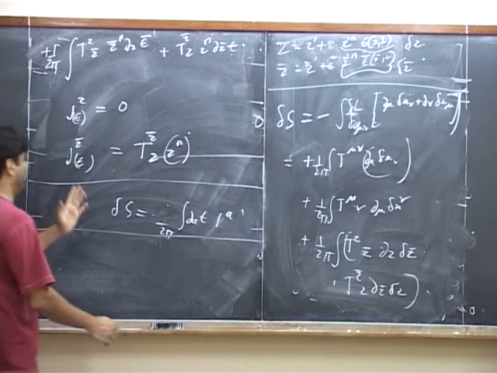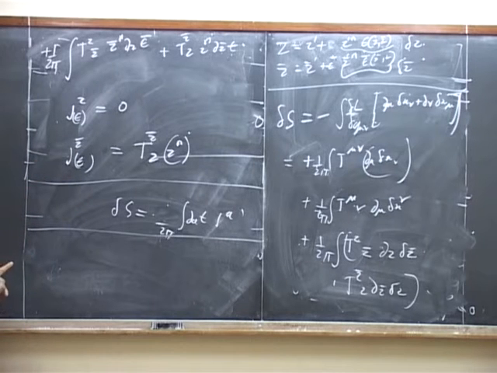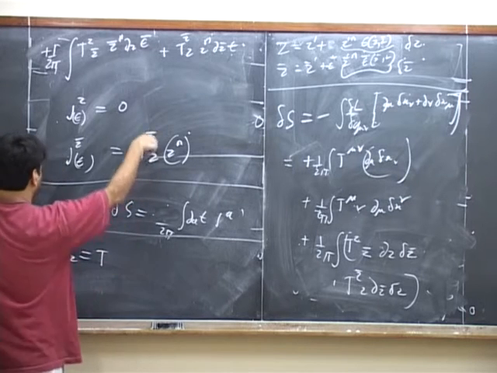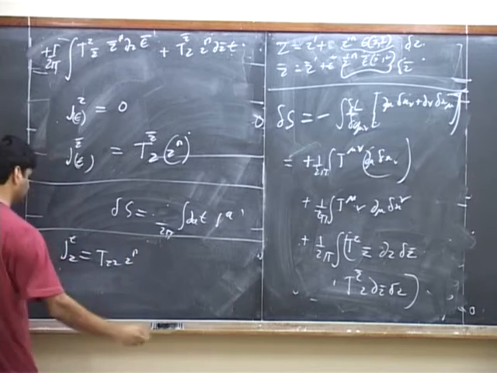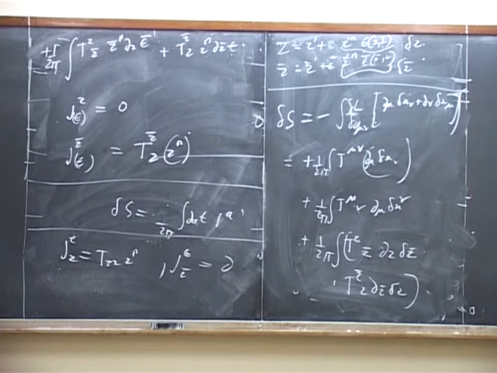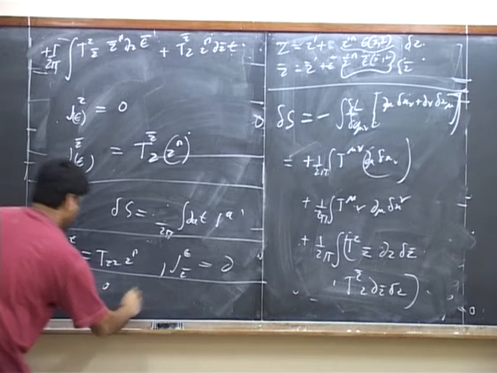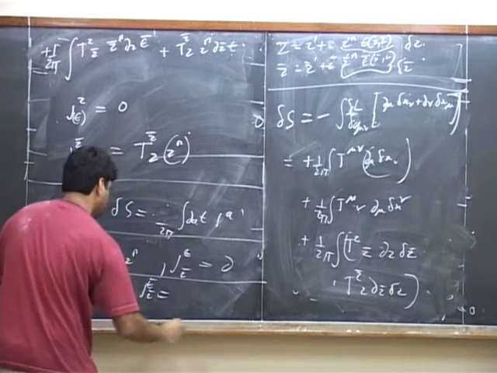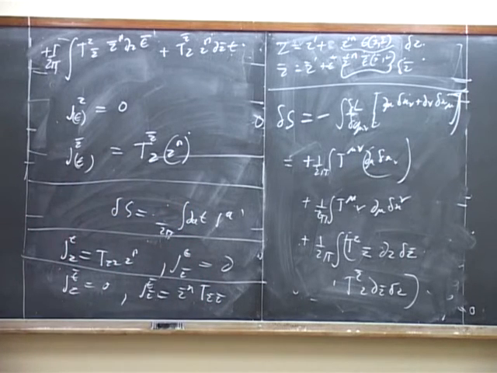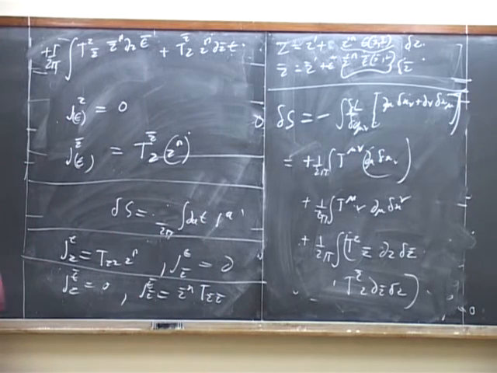Fine. So now let's do the whole thing with lower indices. What we've got is J epsilon z is equal to T_zz, J epsilon z bar is equal to 0. And J epsilon bar z is equal to 0. J epsilon bar z bar is equal to T_z bar z bar. Is this clear?